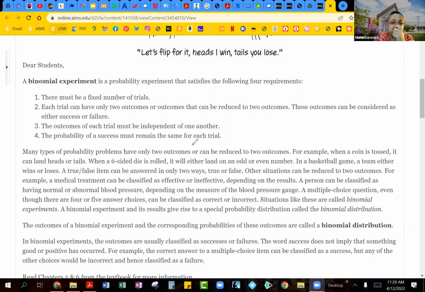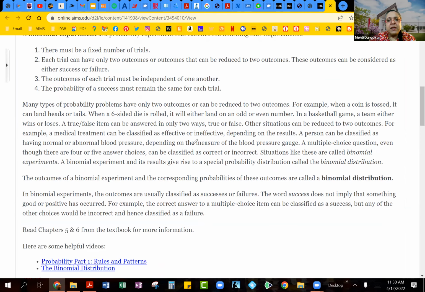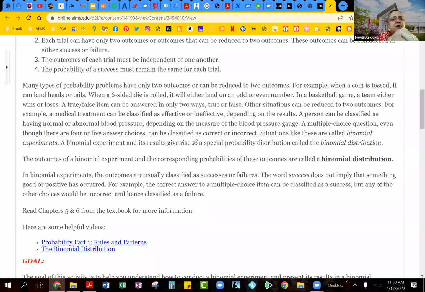So remember, whenever you are working with binomial probability distribution, you are thinking about these 4 requirements for a binomial experiment. So we will make sure that we meet all 4 of these requirements in our little experiment that we are doing here. And in this little paragraph over here, they talk about different types of outcomes that you can think about that could be considered as a binomial experiment.